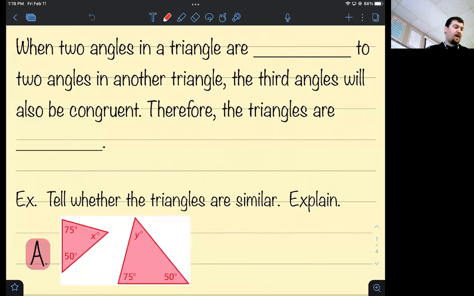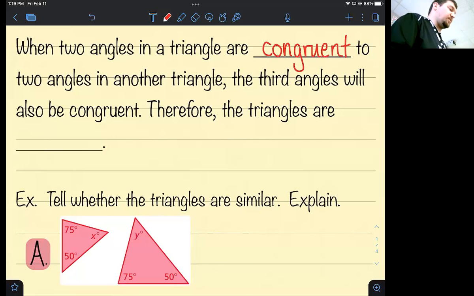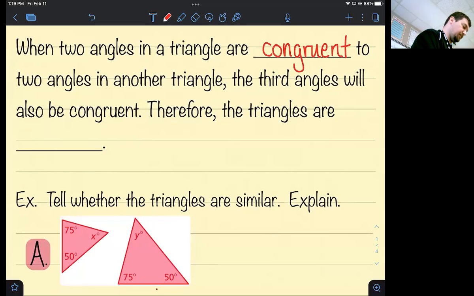All right, when two angles in a triangle are congruent to two angles in another triangle, the third angles of each of those triangles will also be congruent. Therefore, the triangles will be similar.